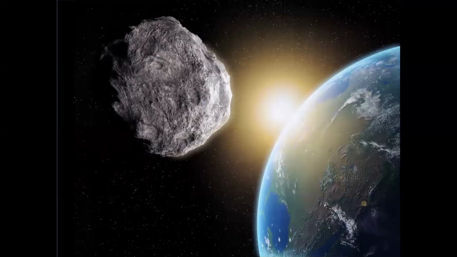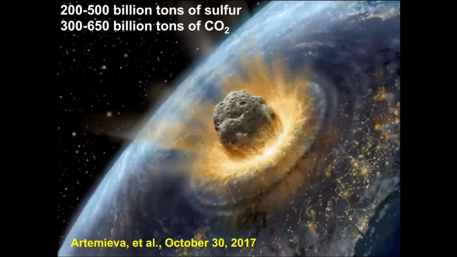But something else happened as well. A rock about the size of Mount Everest was headed toward the Earth about 50 times faster than a bullet moves, and slammed into the Earth. And some estimates are that it released 200 to 500 billion tons of sulfur and 300 to 650 billion tons of carbon dioxide. So this could be a major game changer in the atmosphere.